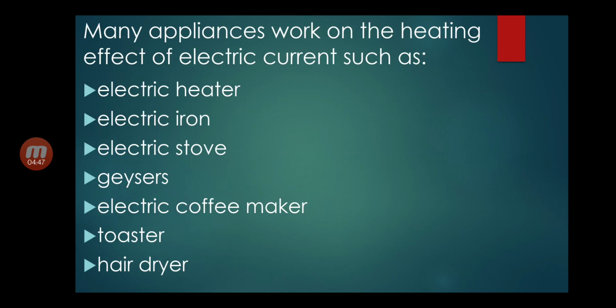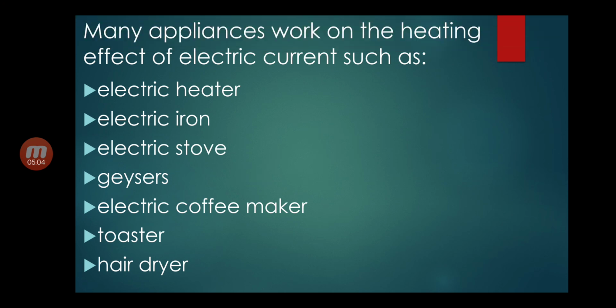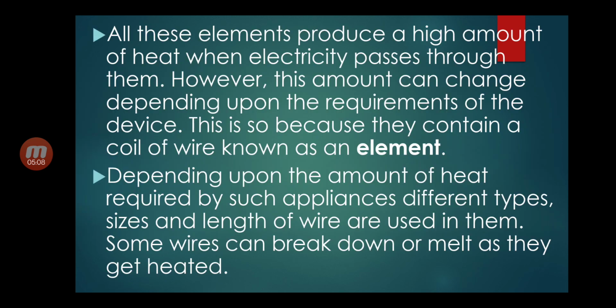Many appliances work on the heating effect of electric current, such as electric heater, electric iron, electric stove, geysers, electric coffee maker, toaster, hair dryer. All these appliances produce a high amount of heat when electricity passes through them. However, this amount can change depending upon the requirements of the device.